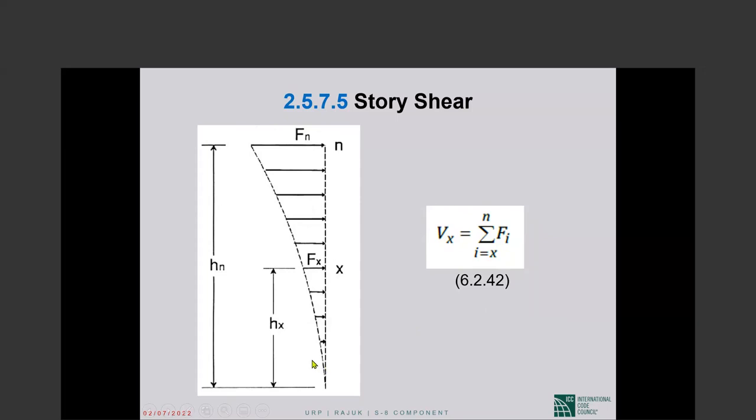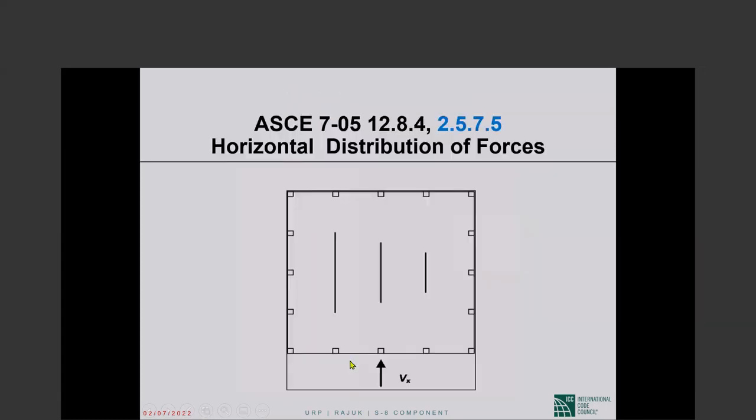So in the bottom story, the story shear is the sum of all the F sub X forces, which is the same as the base shear. Okay, so at this level, the story shear is F sub N. At this level, the story shear is equal to base shear.